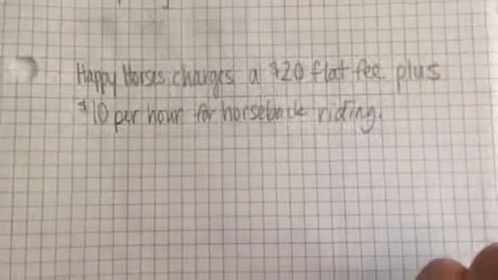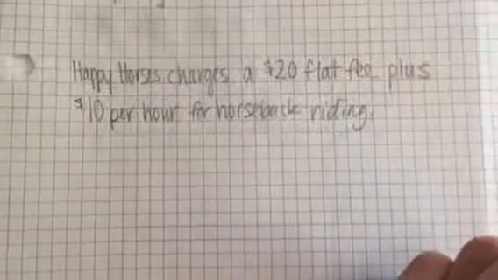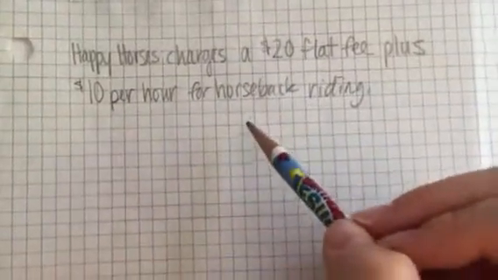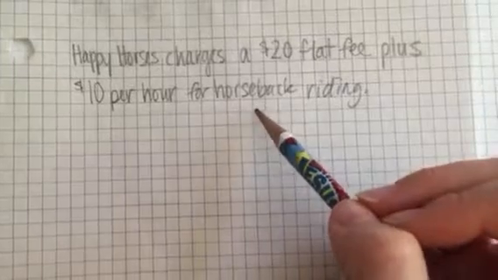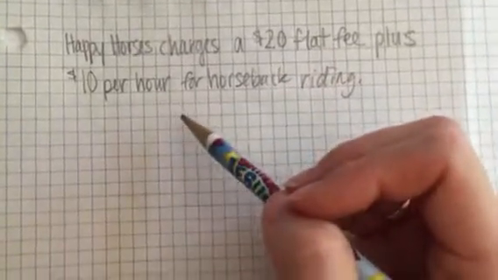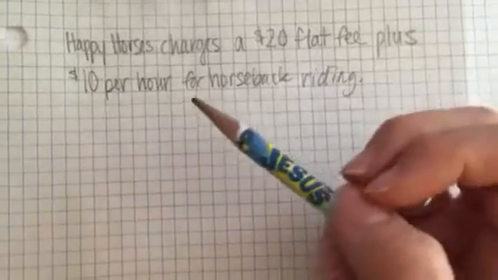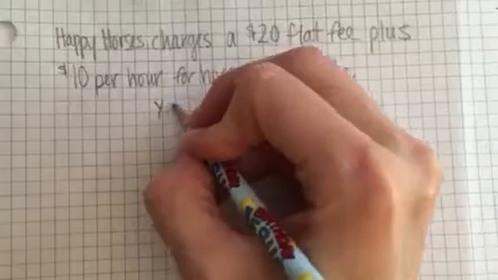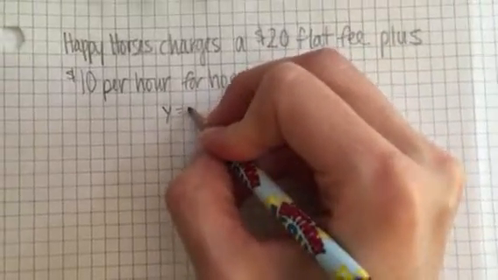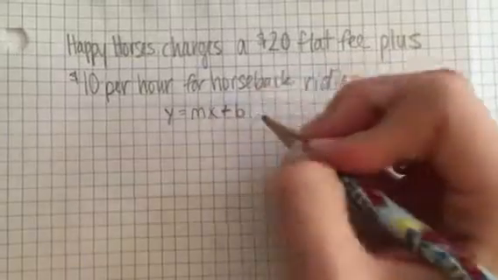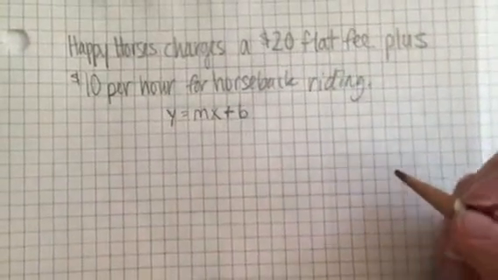In this video, I'm going to show you how to write an equation for a linear function when you're given a word problem. So I have an example word problem here. Happy Horses charges a $20 flat fee plus $10 per hour for horseback riding. Now, how would I turn that into a linear equation? I know my equation is going to have to be in the form y equals mx plus b, because that's the form of a linear equation.